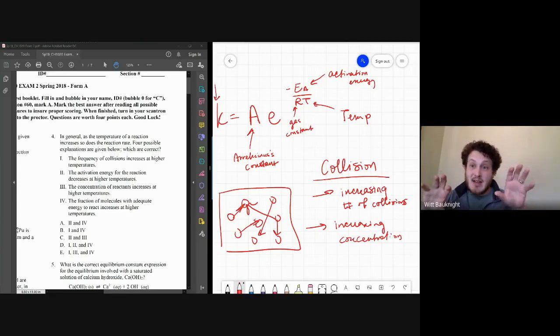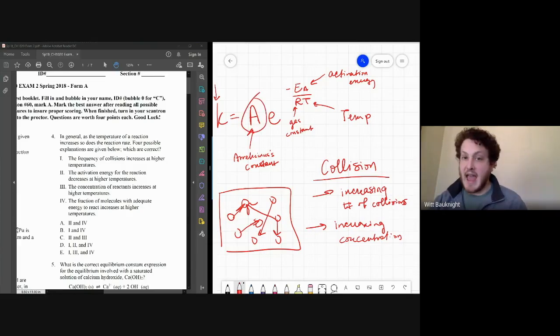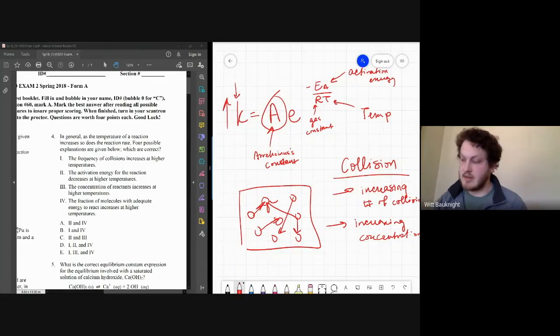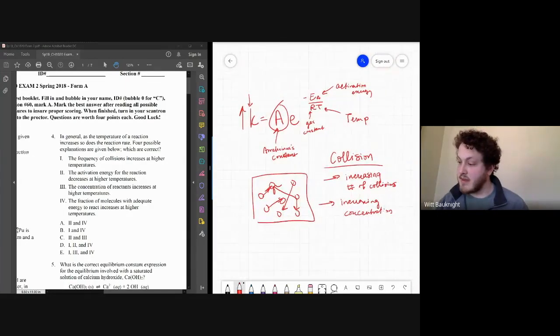Now, orientation, you see, it's like a key and a lock. These atoms, when they come together, need to have like the right orientation. If they don't, we're not going to get a new particle. And the way you make it more likely that they have the right orientation is to increase the concentration. So by increasing the frequency of collisions, this A increases. Therefore, K increases. Pretty much that's saying that statement 1 is true.